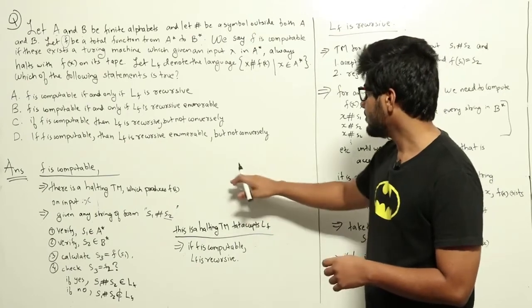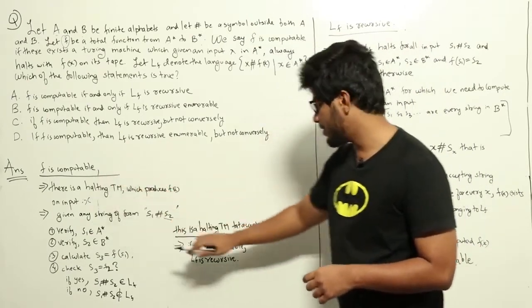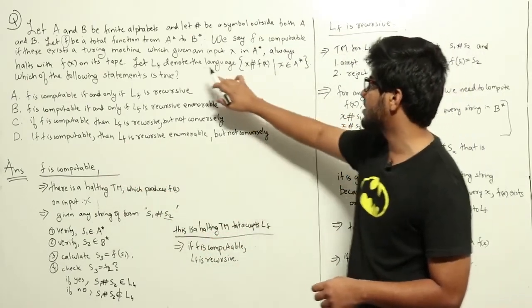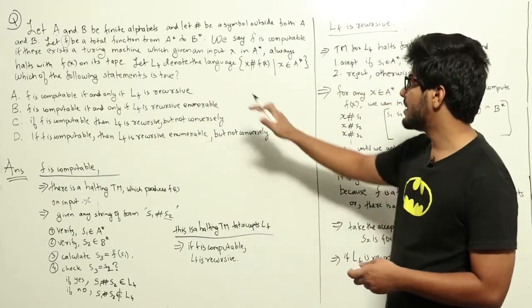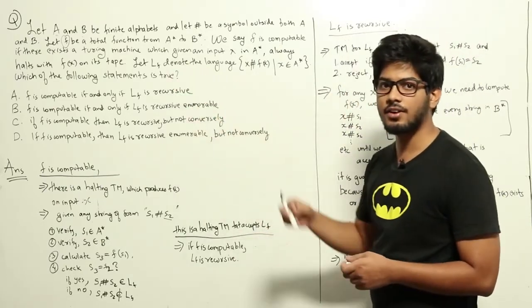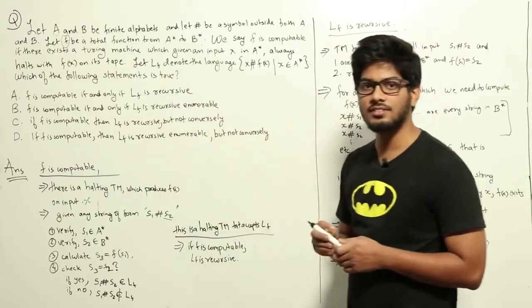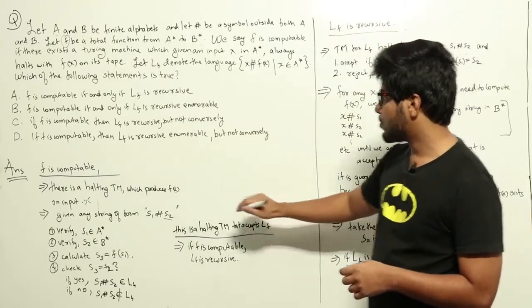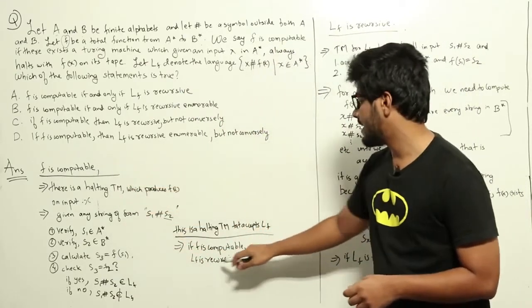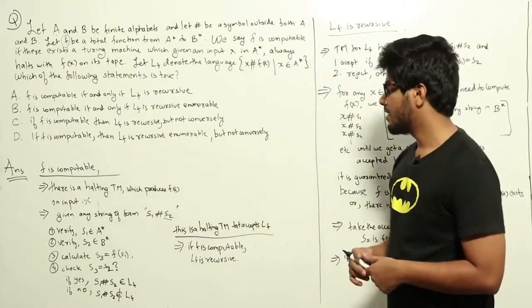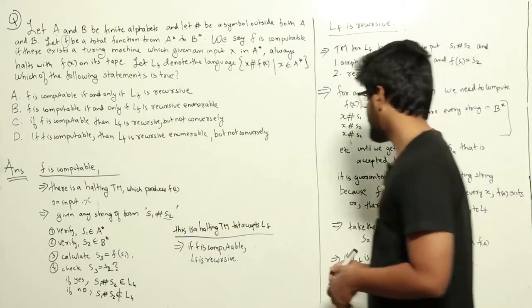So if f is computable, I have given you a halting Turing machine that decides any string for LF, meaning that LF is recursive. If you have a halting Turing machine that accepts LF, then LF is recursive. Meaning I have just proved that if f is computable, then LF is recursive. Now we will go to the other part.